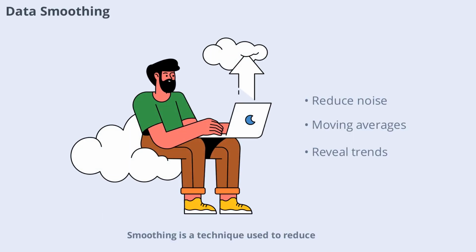Smoothing is a technique used to reduce noise and make patterns in data more visible. Methods include moving averages, exponential smoothing, and kernel smoothing. Smoothing is especially useful for time series data where it can help identify trends and cycles. By applying smoothing, you can create clearer visualizations and improve model accuracy.